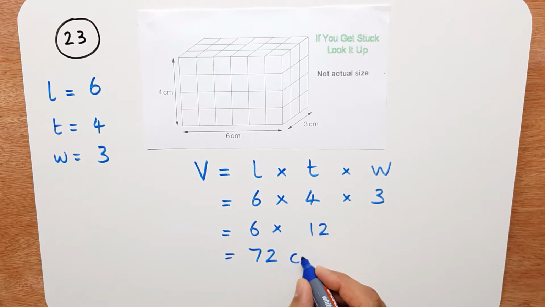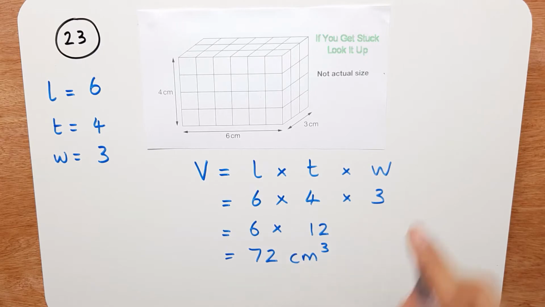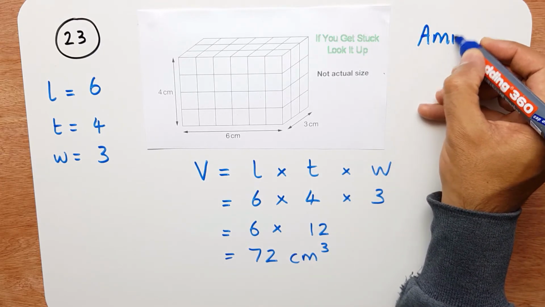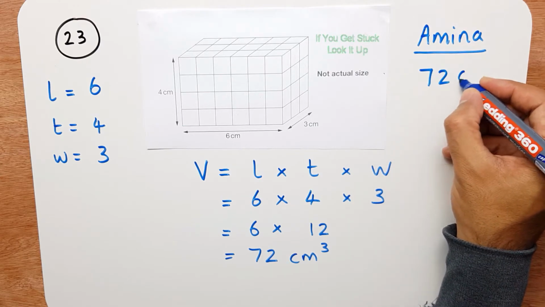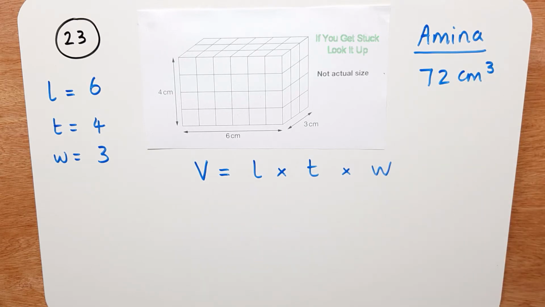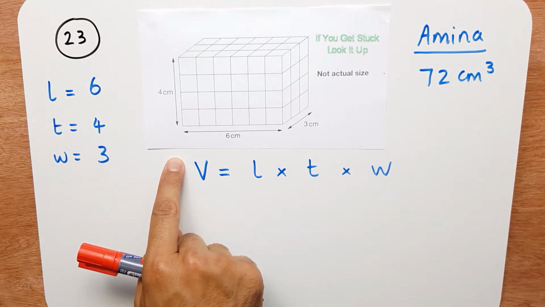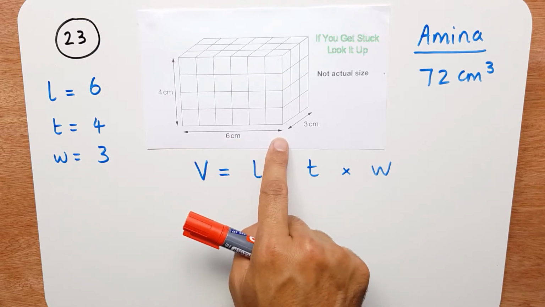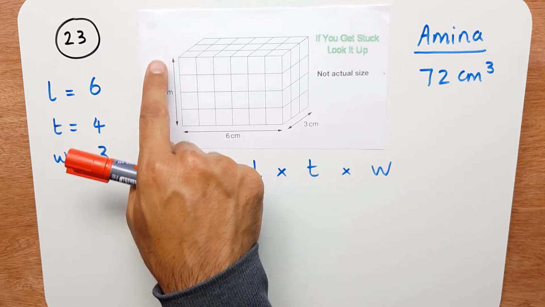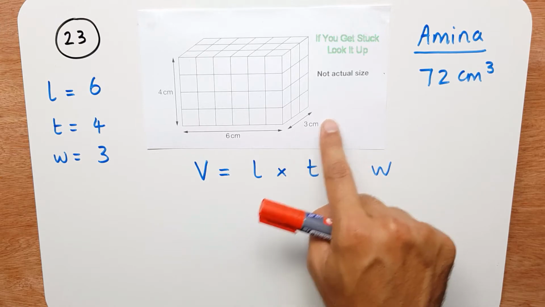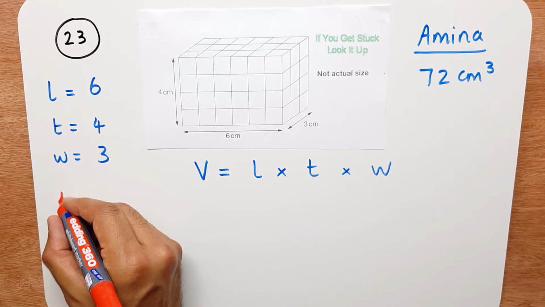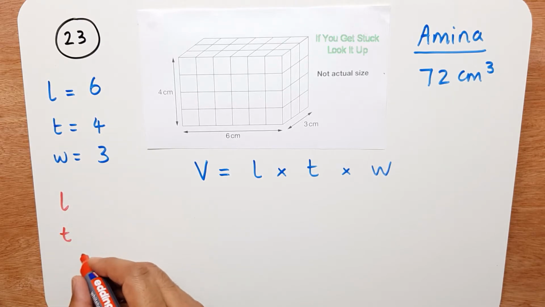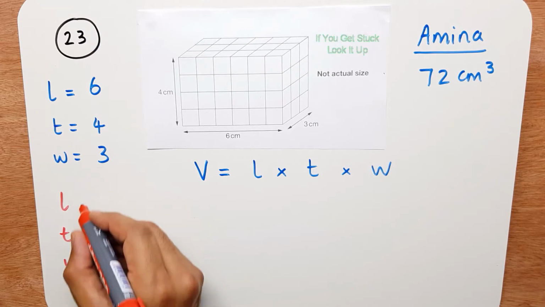Now the units are centimeter cubed for this problem. So let me write down the volume of Amina's cuboid. Now Stefan builds a cuboid which is 5 centimeters longer, 5 centimeters taller, and 5 centimeters wider. So we need to add 5 centimeters to each one of these. So let's go ahead and do that. The length, the height, which is how tall it is, and the width.